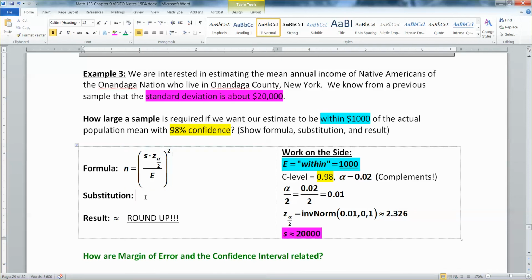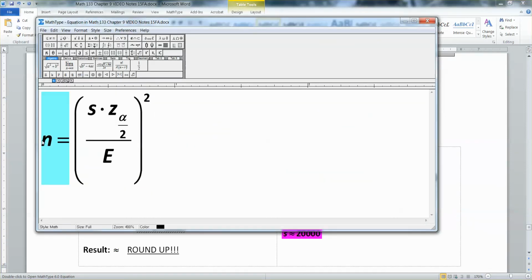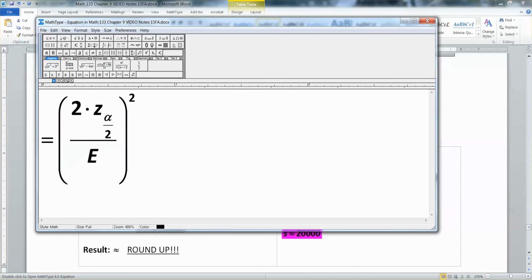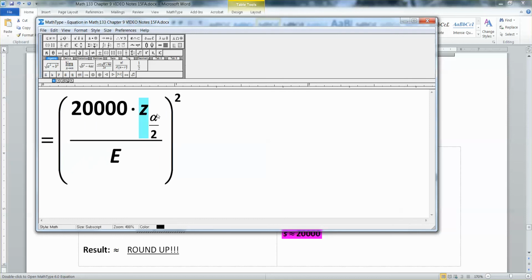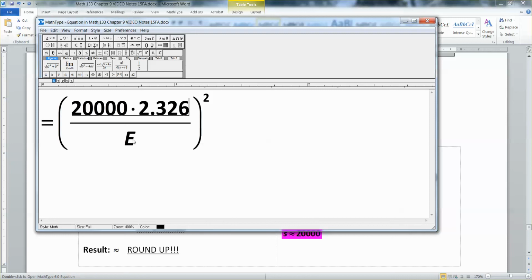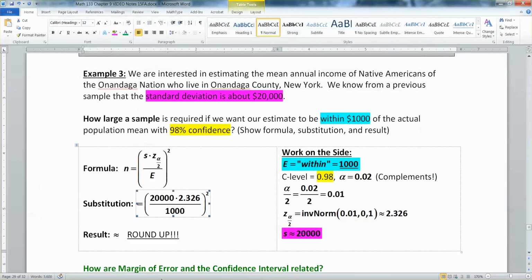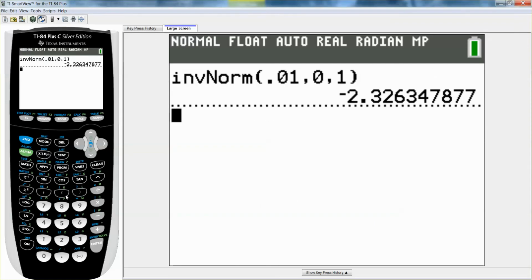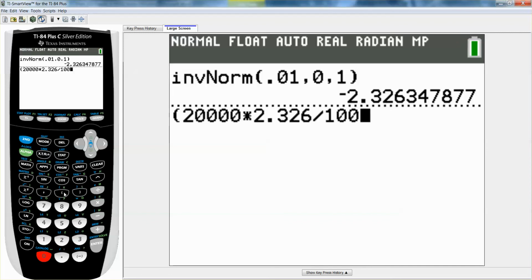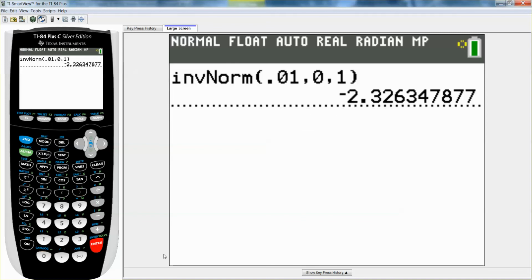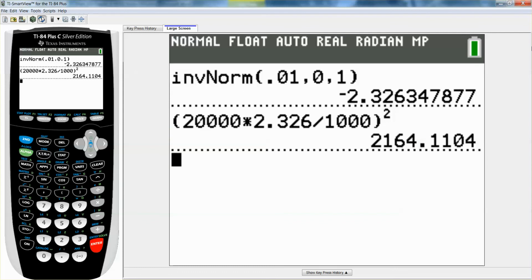Okay, so how does this work? Well, n is going to be equal to, and we know that S is 20,000, times z, which we just figured out was 2.326, over the error, which is 1,000. So we need to find that value and square it. Okay, so I'm going to take my calculator and do it all at once. 20,000 times 2.326 divided by 1,000, close my parentheses, and square it. Enter. And there I get 2164.11.